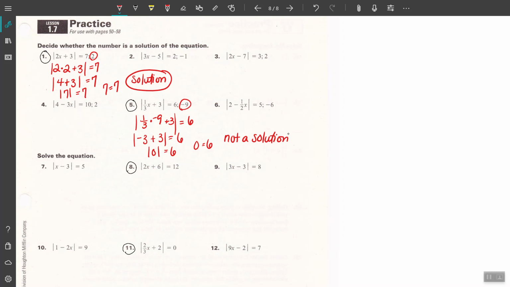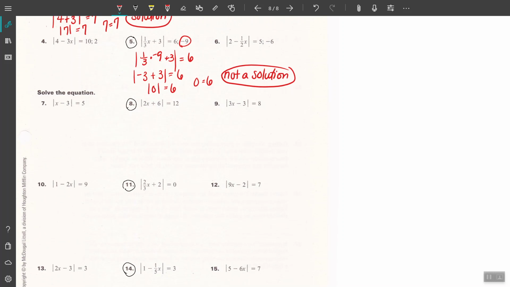Okay, so again, just remember that solution and not a solution mean that when we graph this function, if it is a solution, like on number 1, if you graph that absolute value function, 2 will be on the graph. If you graph number 5, negative 9 will not be one of the points on the graph.